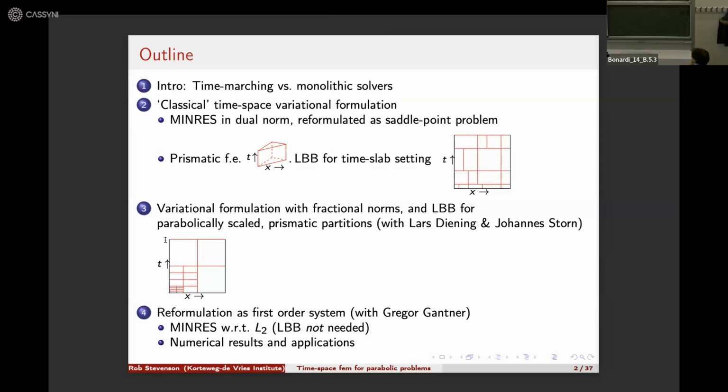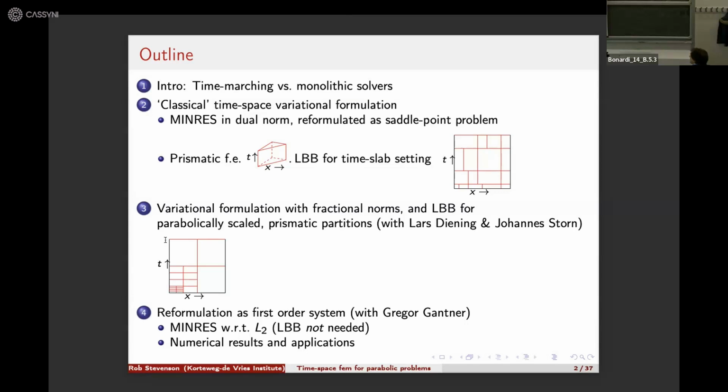I start with the classical time-space variational formulation, and then the parabolic problem defines an operator from some domain to a codomain, and we are going to minimize the residual in the codomain. So we take a finite dimensional subspace, put it in the equation, and minimize the residual in the codomain. But the codomain is a dual space. So that's a bit complicated because you cannot exactly evaluate dual norms.